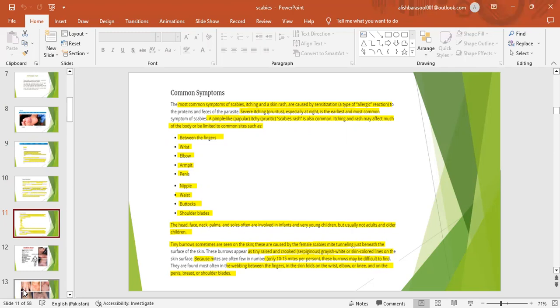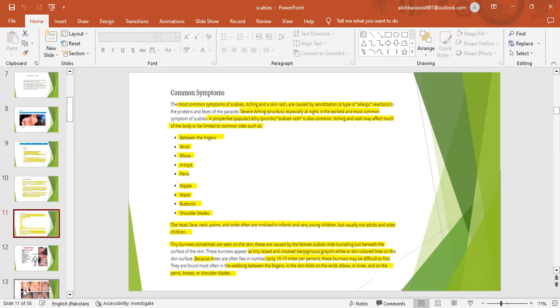Itching and rash may affect much of the body or may be limited to common sites such as between the fingers, wrist, elbow, armpit, penis, nipple, waist, buttocks, and shoulder blades. The head, face, neck, palms, and soles often are involved in infants and very young children, but usually not adults and older children. Tiny burrows sometimes are seen on the skin.